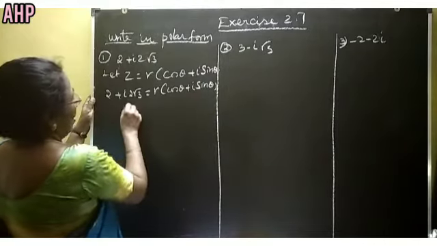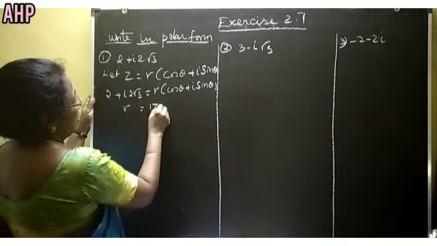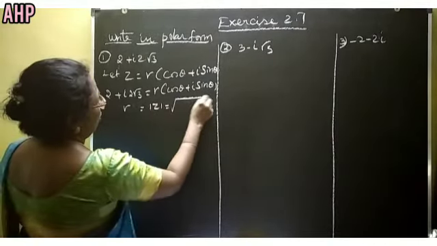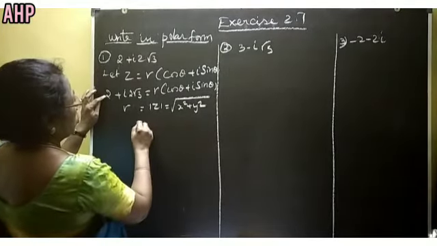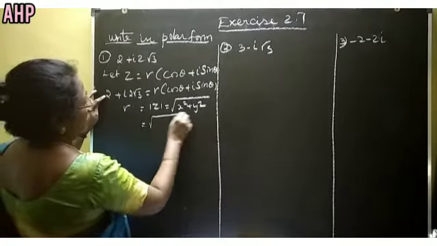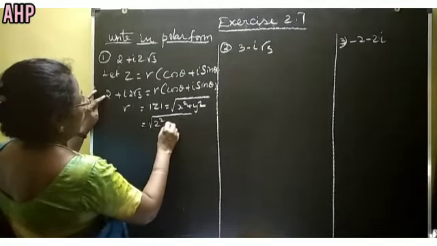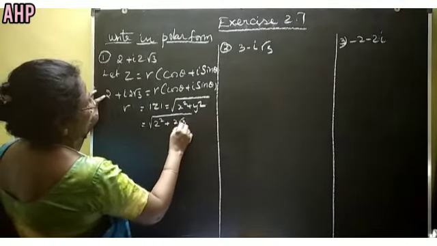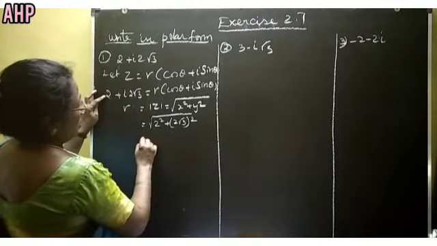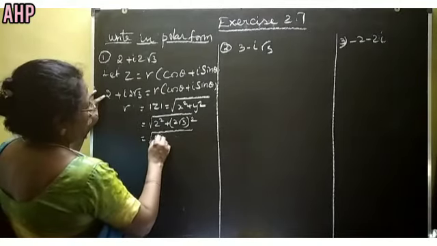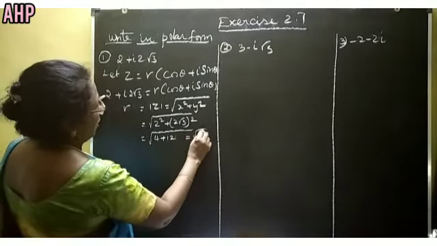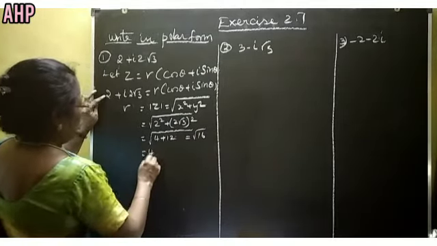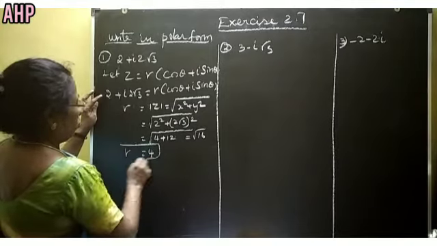We know that r is equal to modulus of z, that is equal to root of x square plus y square. Your x value is 2. So, this is equal to root of 2 square plus (2 root 3) the whole square. So this is equal to root of 4 plus 12. This is equal to root 16. This is equal to 4. So r value is equal to 4.